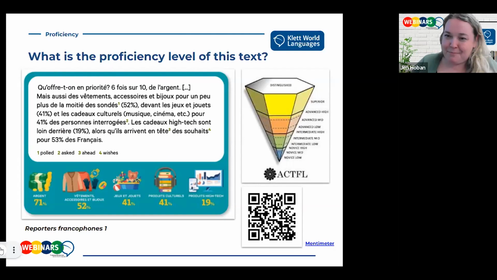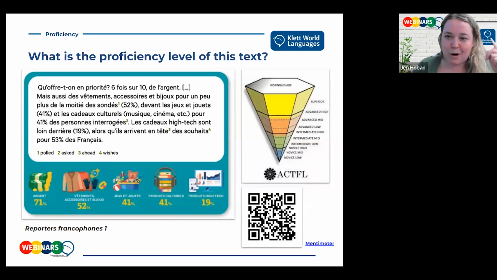So we're going to start off by actually looking at a text from Les Reporters. This is from the textbook that Clet has just released. We want to take a look at this, and we want you to tell us what proficiency level you think it might be. So have a look at it really quickly. Take in the sentences, and if you're not a French speaker, maybe you can get some ideas just from the frame of the sentences. There's a QR code on the bottom right, and Marie is going to put a link in the chat.